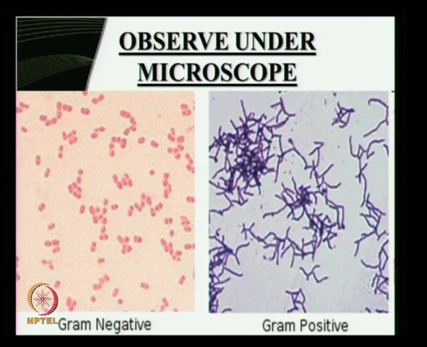And these are the pictures of gram negative and gram positive bacteria as seen under simple microscope. As it may seem strange, the bacteria with two different cell wall types react differently with gram stain.